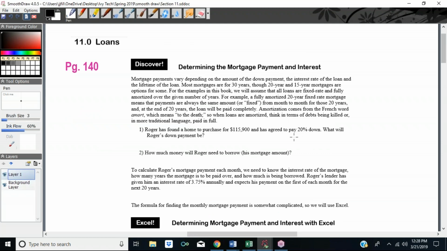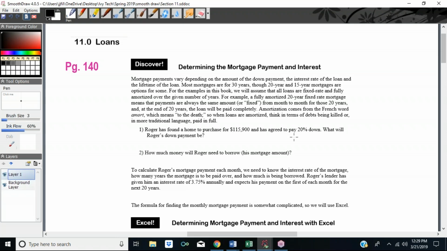All right. Yeah. All right. So let's look at this mortgage payment. So let's see. Section 11 starts on page 139, and this example starts on page 140. Yes, we do appreciate our veterans.